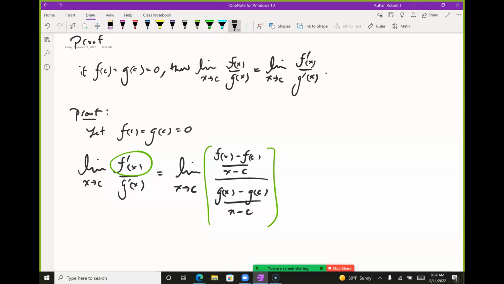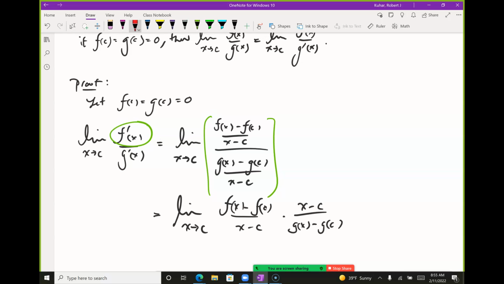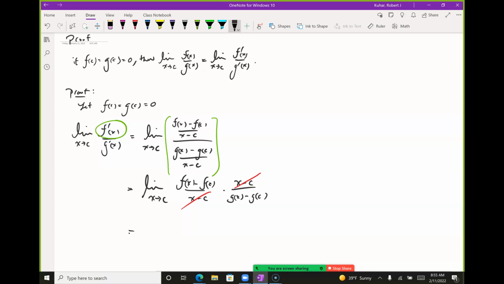But I can simplify that. Do you see the keep change flip? This is the limit as x goes to c of f of x minus f of c over x minus c, times x minus c over g of x minus g of c. I'm just working with my fractions there, and these cancel. That step is easy to agree with. So now I have the limit of f of x minus f of c over g of x minus g of c.